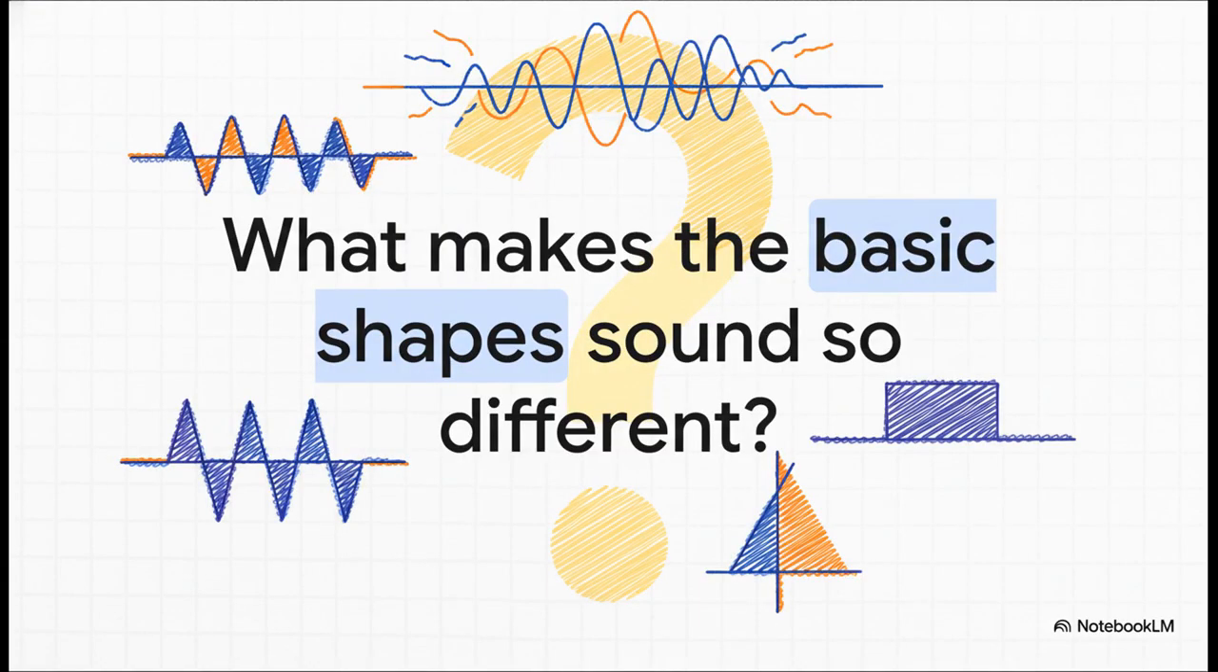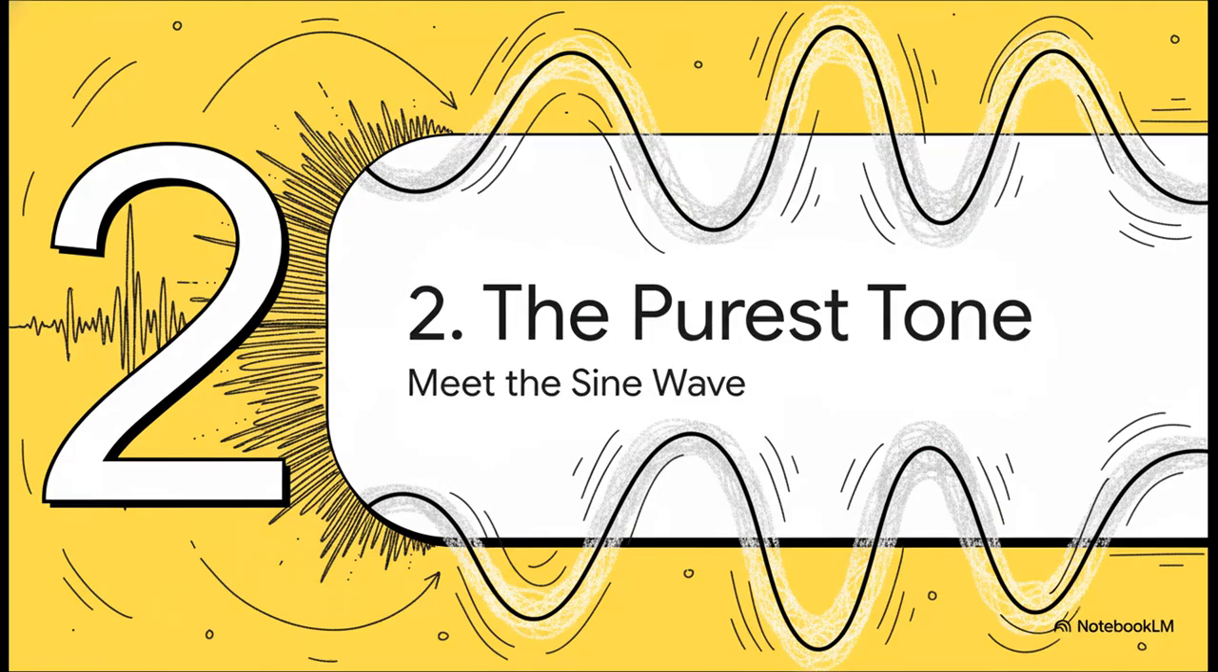And that leads us to the big question, right? The central mystery for this whole explainer. If a sawtooth, a square wave, and a triangle wave are all just repeating patterns of vibration, what's the one crucial difference that gives each of them its own unique, distinct voice? Let's dig in. To solve this mystery, we have to start with the most basic, most fundamental shape of them all. Seriously, if you understand this one, you have the skeleton key to understanding all the others.